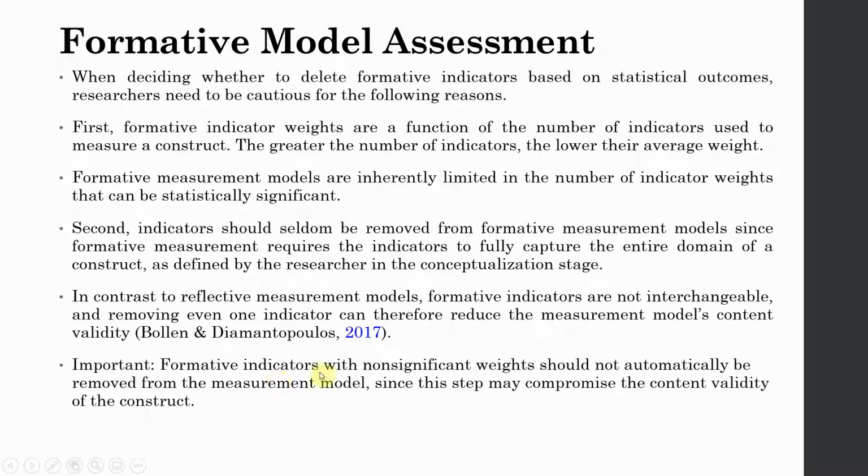Importantly, formative indicators with non-significant weights should not be automatically removed from the measurement model, since this step may compromise the content validity of the construct and how you have conceptualized the construct. For example, let's say I've conceptualized a construct CSR in my study as something that is economic, legal, ethical, and philanthropic. Now, as part of my analysis, if I just remove the economic dimension, then the content validity is sacrificed. Again, just based on the indicator weights, I cannot delete my formative indicators. There are other statistics that one should look into as well.